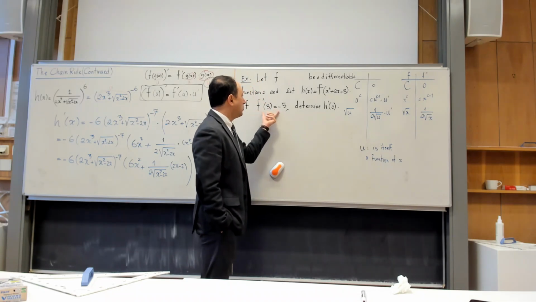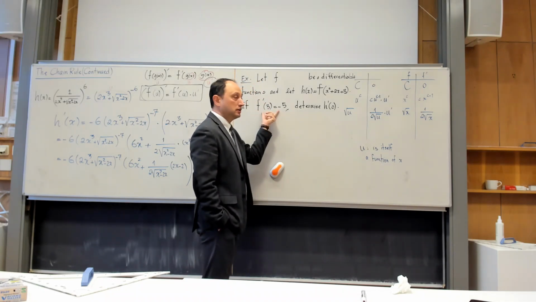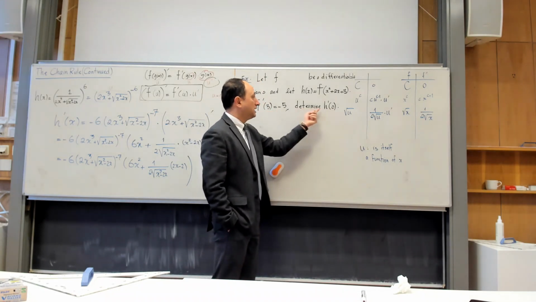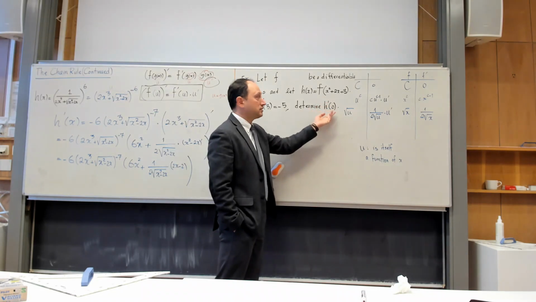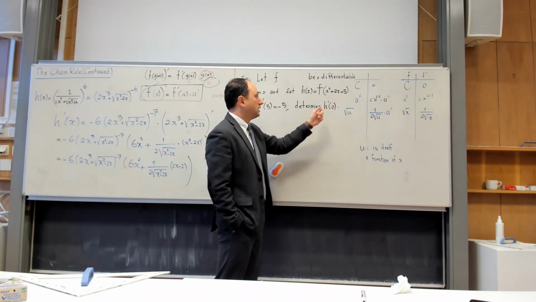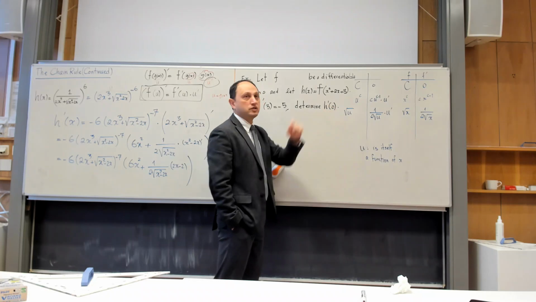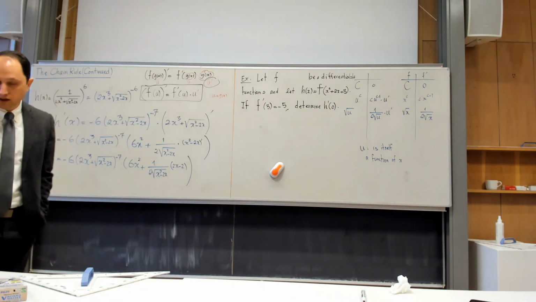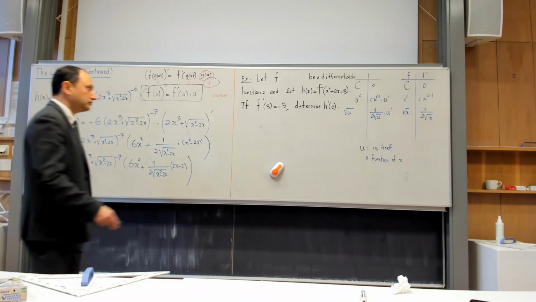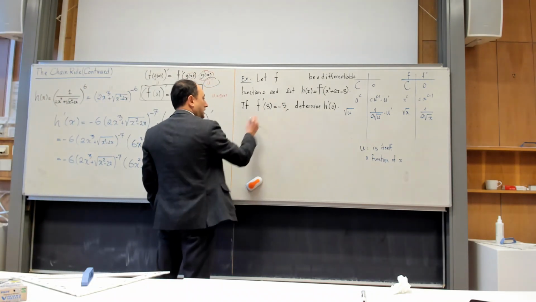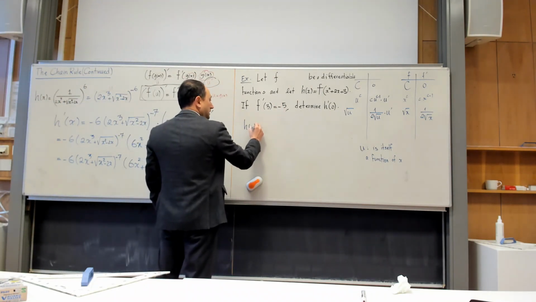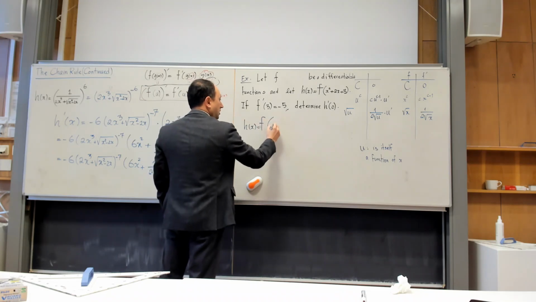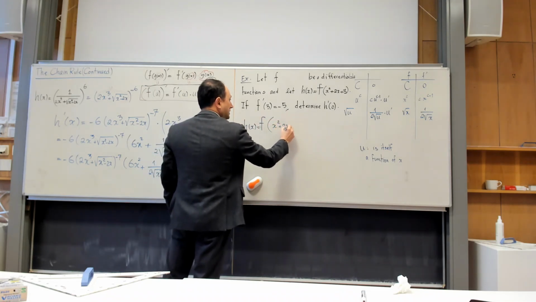I have given you only this piece of information, and I want you to calculate h prime not of x, because you don't know how to do that. I want you to calculate h prime of 0. Okay? So this type of question, that's also something I want you to learn. So here, I write h of x is equal to f of x squared plus 2x plus 3.